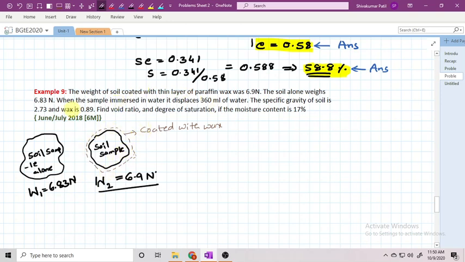When the sample is immersed in water, it displaces 360 ml of water. So after the coating, they are immersing it into the water tub. This is the water tub, and this is your water level. So the same soil sample coated with the wax.